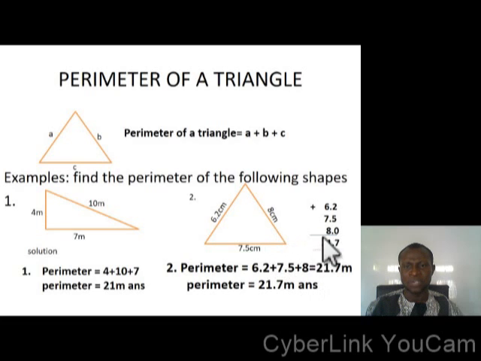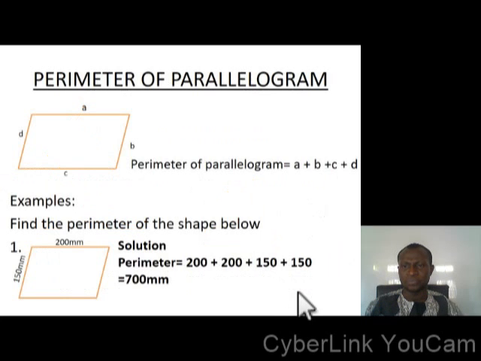Alright, then that will now be 2 plus 5 will give us 7. Bring down your point. Then 6 plus 7 will give us 13. Then 13 plus 8 will give us 21. So our solution to that question will now be 21.7 meters as our answer. Alright, let's move to the next one.